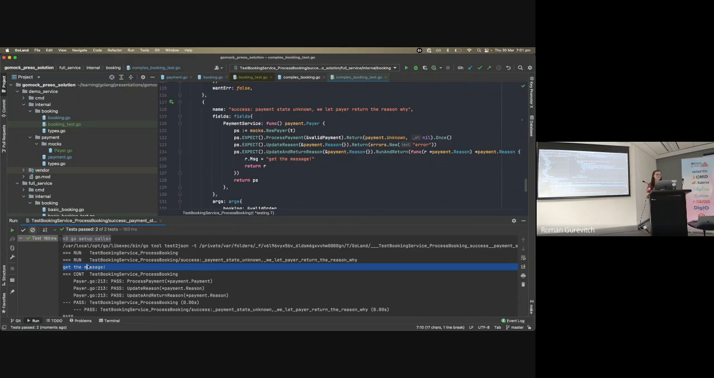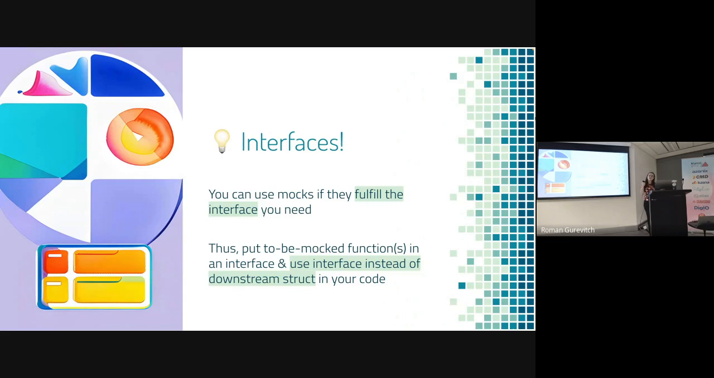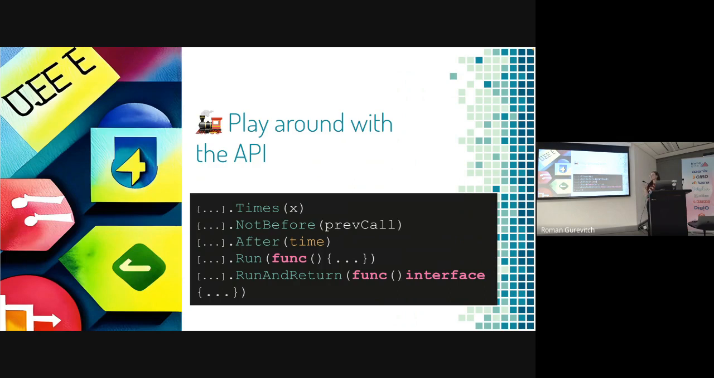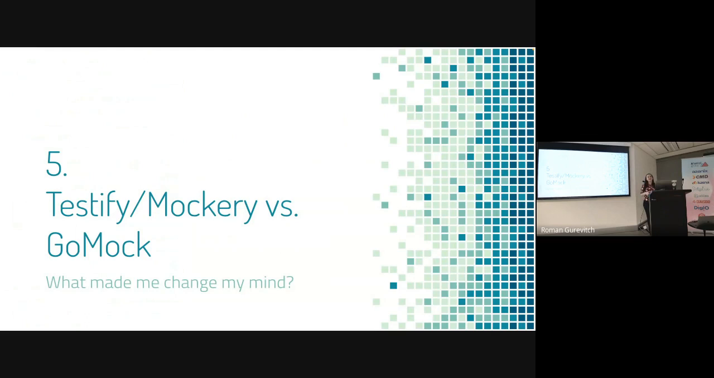So let me go back into my slideshow and give you a quick recap. The first thing we looked at was interfaces. Wrap your struct in an interface, use that interface in your code, and you'll be able to mock it out. The second one was use GoGenerate with path, not just mockery, and with expector equals true to make it much more usable and user-friendly. And finally, play around with the API and have some fun. There's actually a lot you can do. I'd say most things you require from your mocks to do, you'll be able to do with that API.